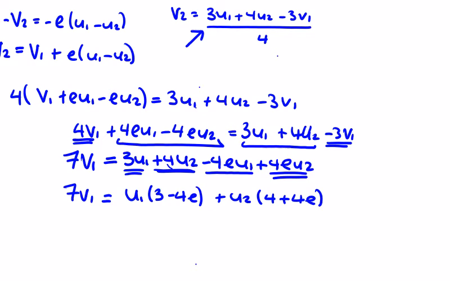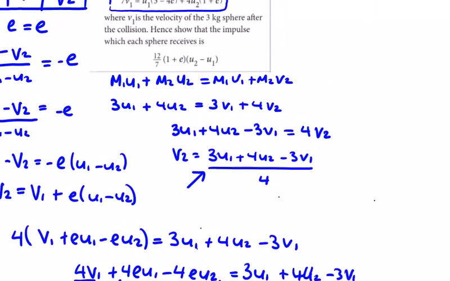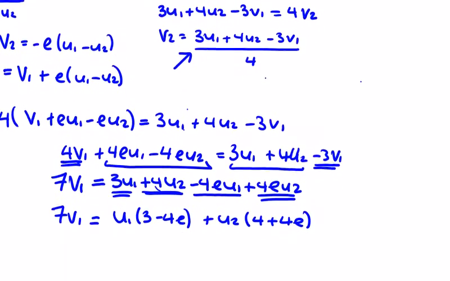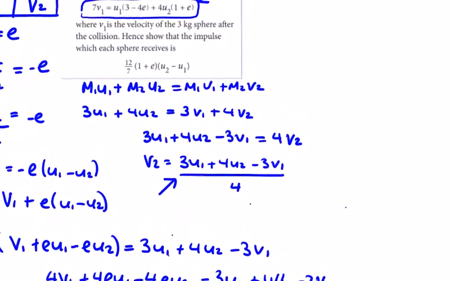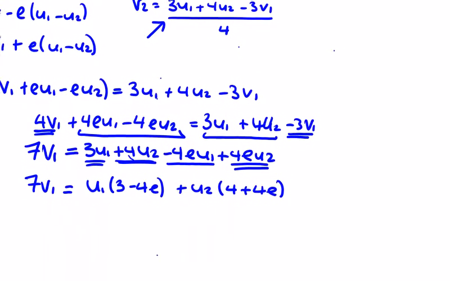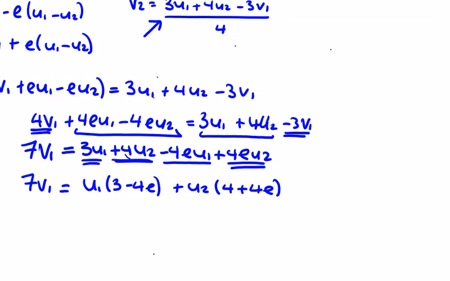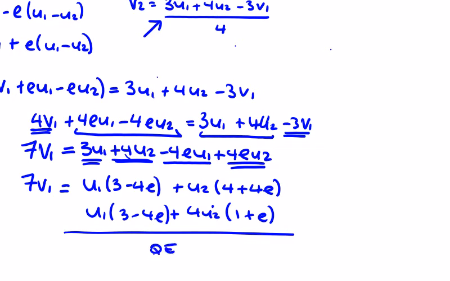What were they asking for? u1 by 3 minus 4e, and 4u2 by 1 plus e. Okay, we need to factor out the 4u2 by 1 plus e, and u1 by 3 minus 4e. So that's it. Proved, QED.